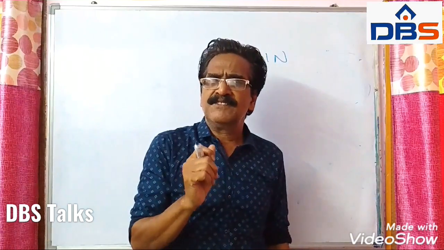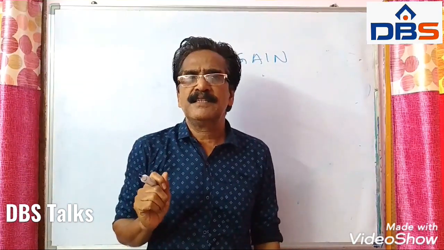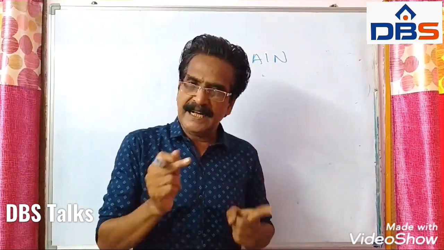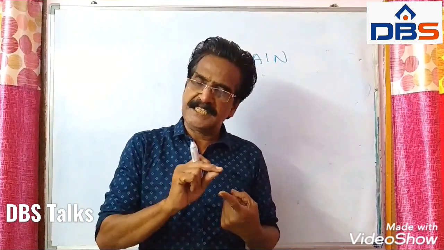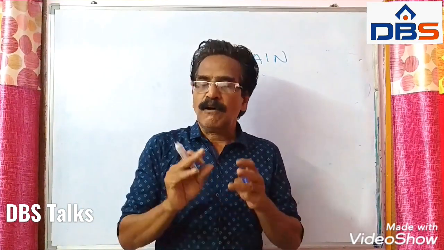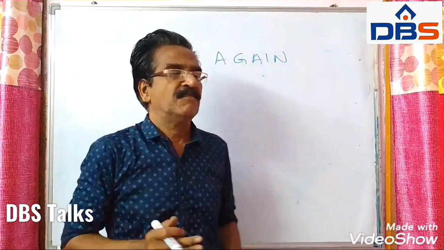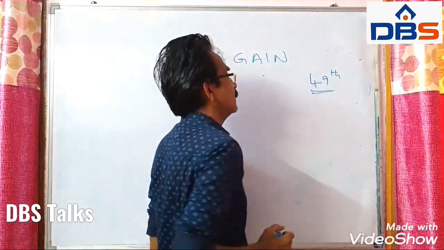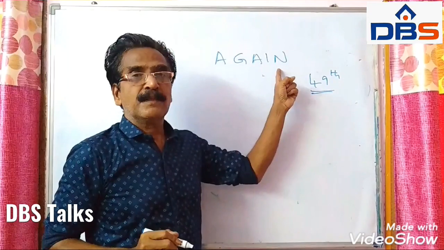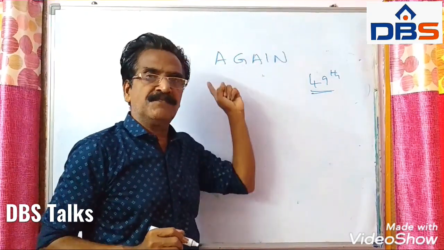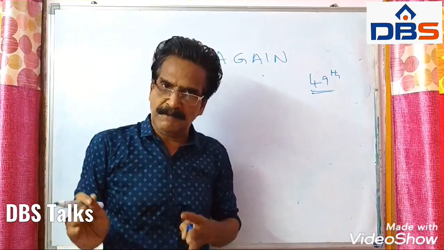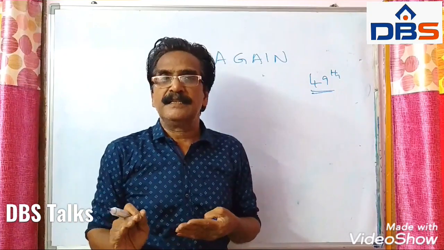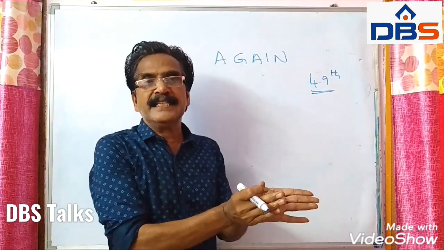If all the letters of the word again are permuted in all possible ways and arranged in alphabetical order, that is dictionary order, what will be the 49th word? So, if all the letters of the word again are arranged in all possible ways and put in dictionary order, then what will be the 49th word?